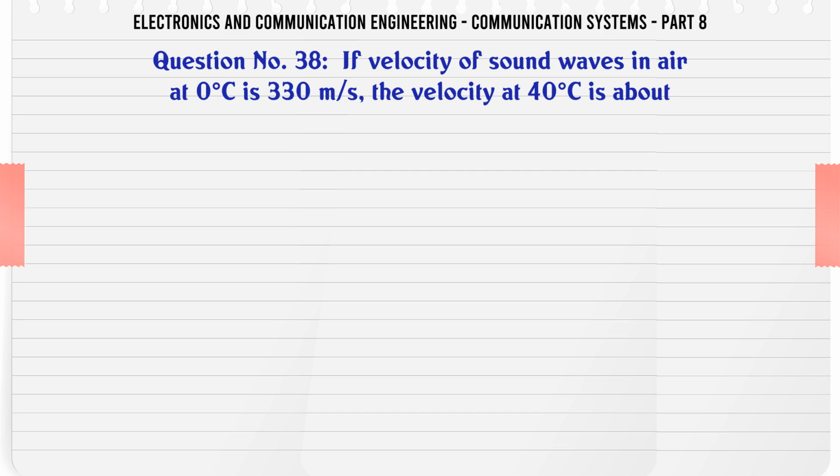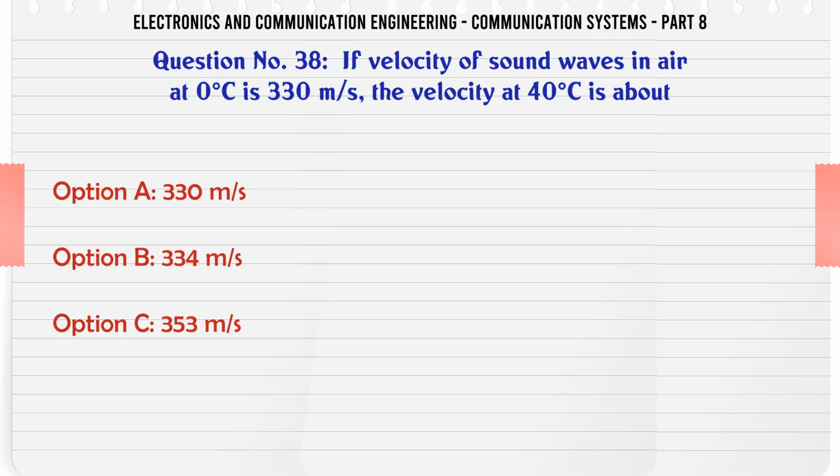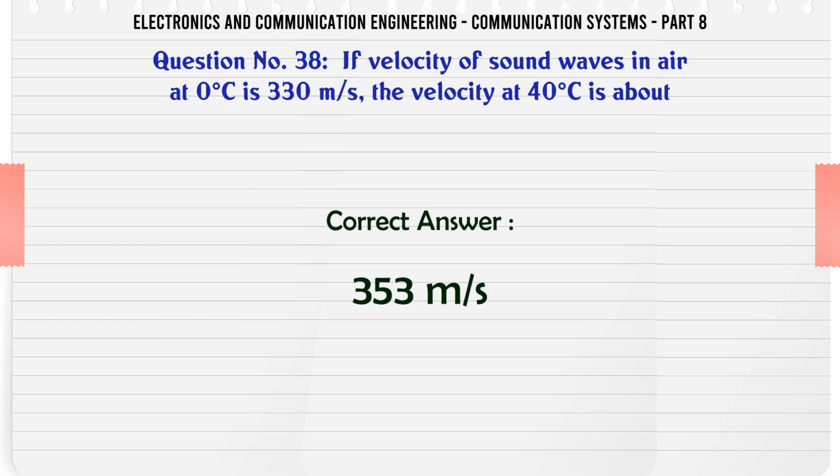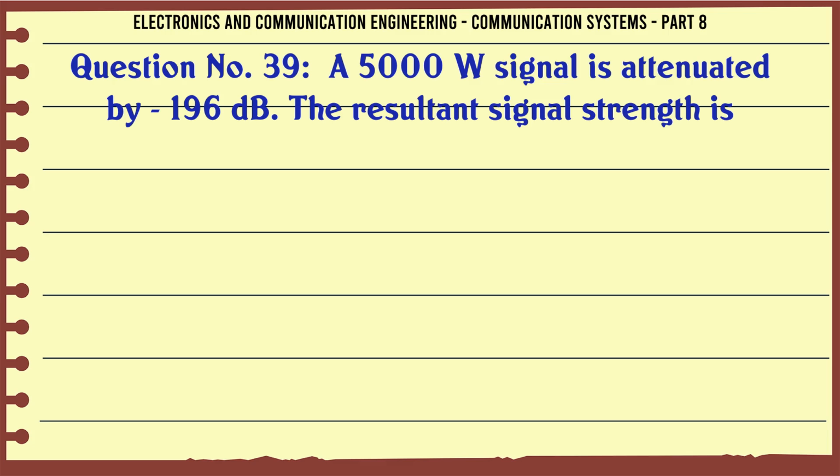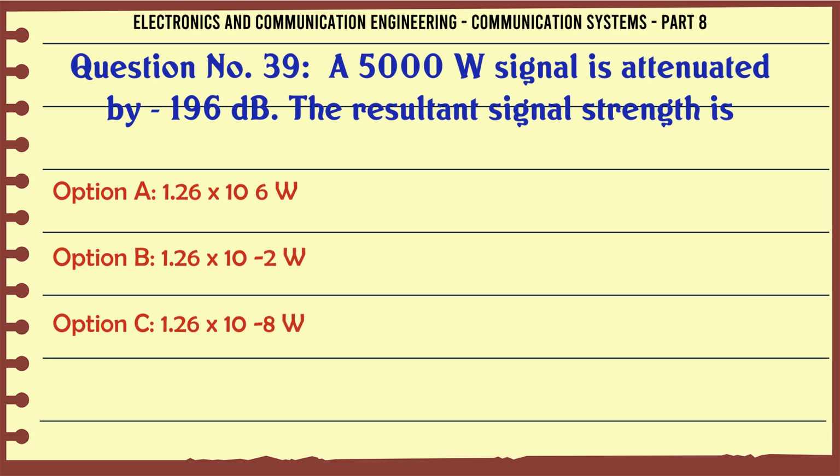If velocity of sound waves in air at 0 °C is 330 m/s, the velocity at 40 °C is about A. 330 m/s, B. 334 m/s, C. 353 m/s, D. 380 m/s. The correct answer is 353 m/s.